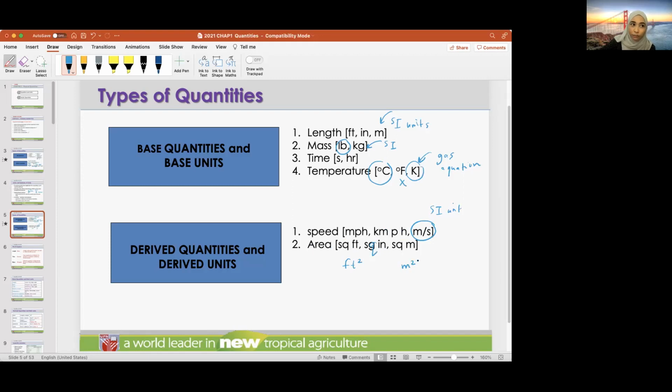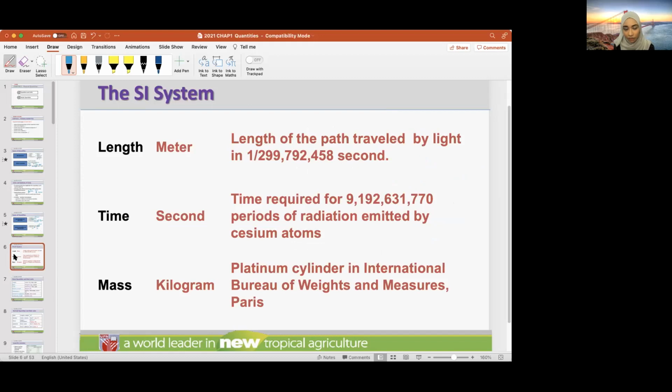So do you guys have to memorize? Yes, I would say so. You have to know that length is in meter, mass is in kg, time is in second, temperature is either Celsius or Kelvin, and then speed, it's length over time, so it's meter per second. Okay, just basic stuff.